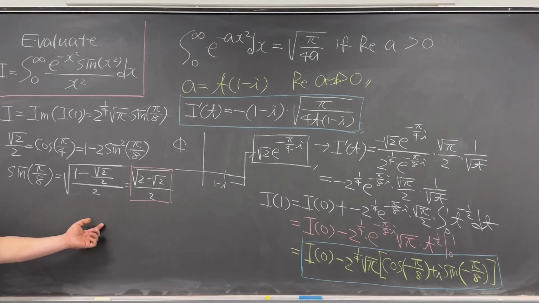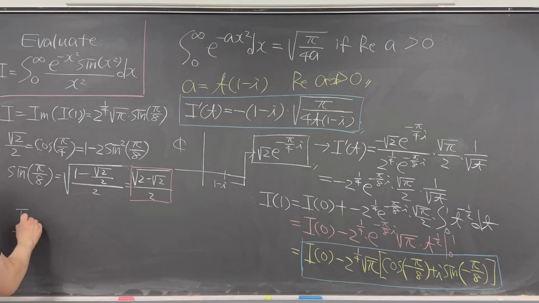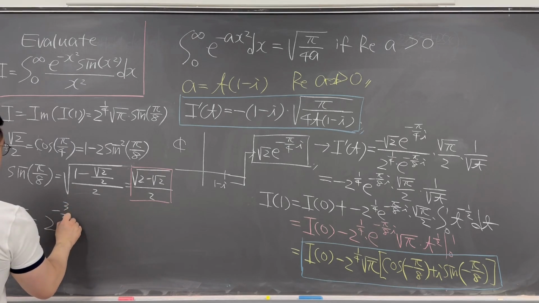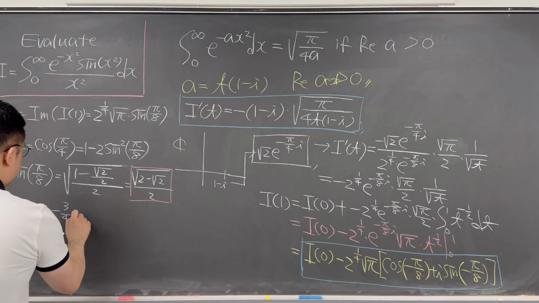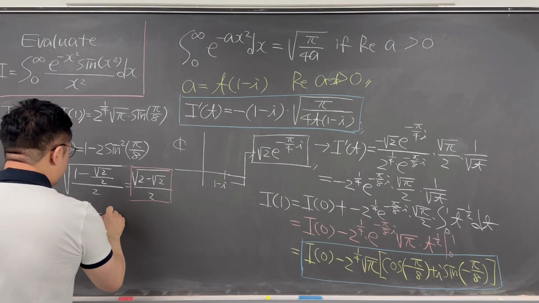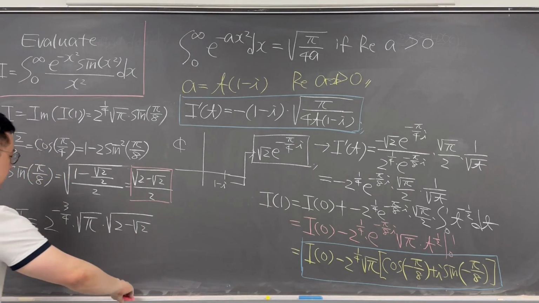Okay, so we can get the final answer. Now your integral I is just going to be equal to 2 to the power of negative 3 over 4, times square root of pi, times square root of 2 minus square root of 2. This has to be the final answer for the question.